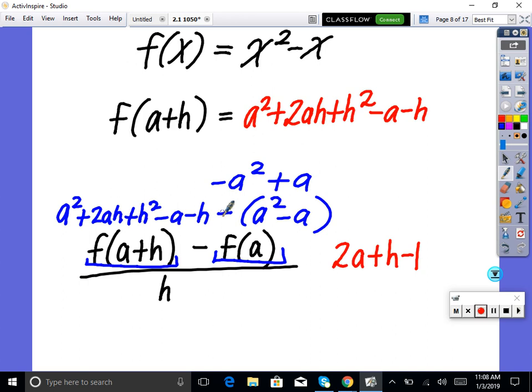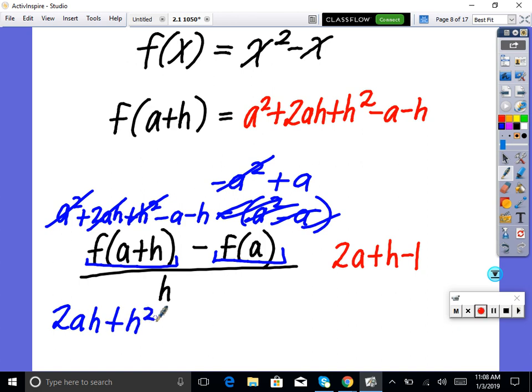Plus a. And now we can just ignore this stuff. So now combine like terms. What's left? The a squareds cancel out. So you have 2ah, don't you? Plus h squared. Then a and minus a cancel out. And then we have minus h. And that's the top simplified.